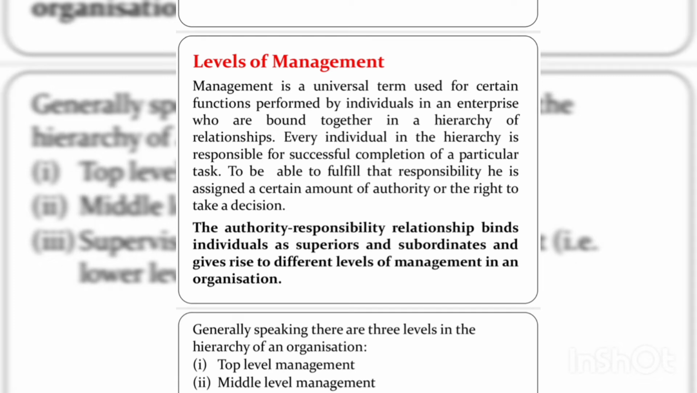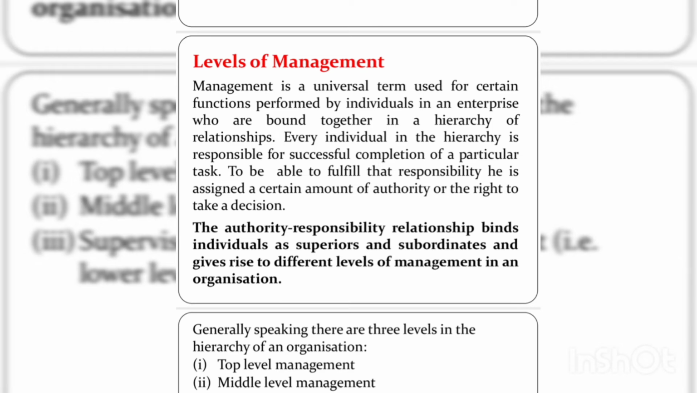So, in order to discharge these responsibilities, there are also certain authorities given to the people. Based on this authority and responsibility, a chain of superior-subordinate relationships is created. And this is termed as hierarchy or levels of management. The hierarchy of management positions from top to bottom is called levels of management.